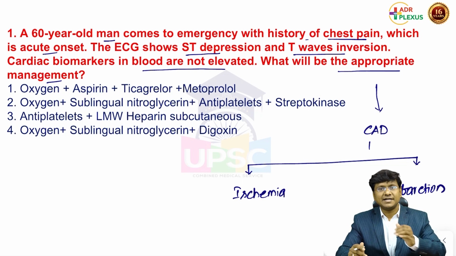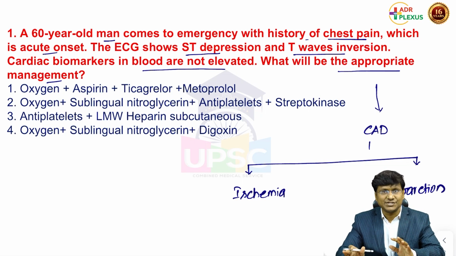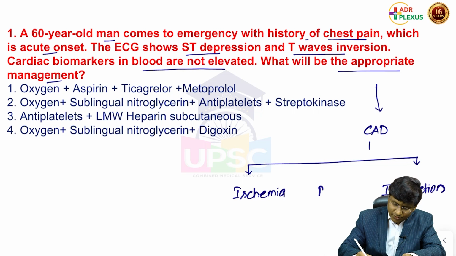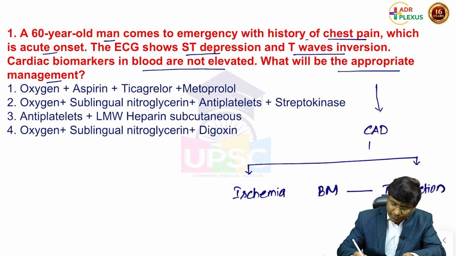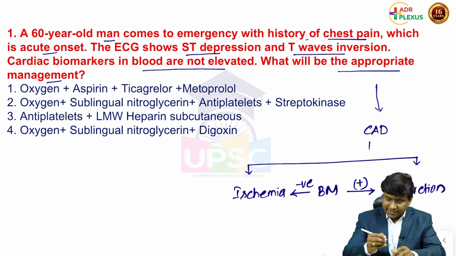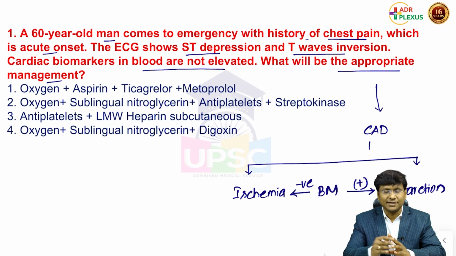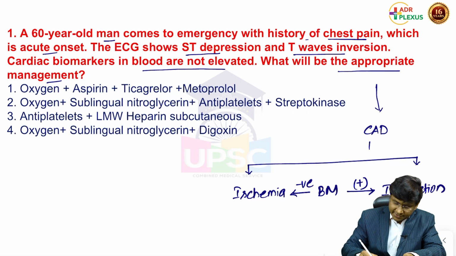And you have to understand that in both of these scenarios, you will have the presence of chest pain, that is angina. Then how you will be able to differentiate both of these patients is by the cardiac biomarkers. In case of infarction, the cardiac biomarkers are positive, whereas in case of ischemia, they are negative. This is a very important difference. How will you differentiate infarction from ischemia?